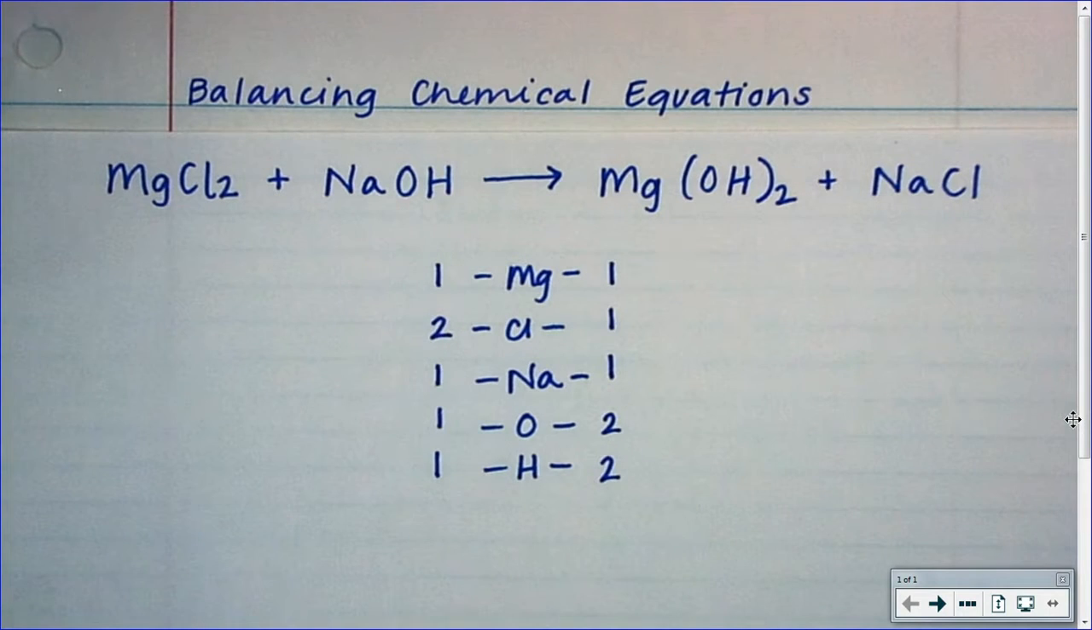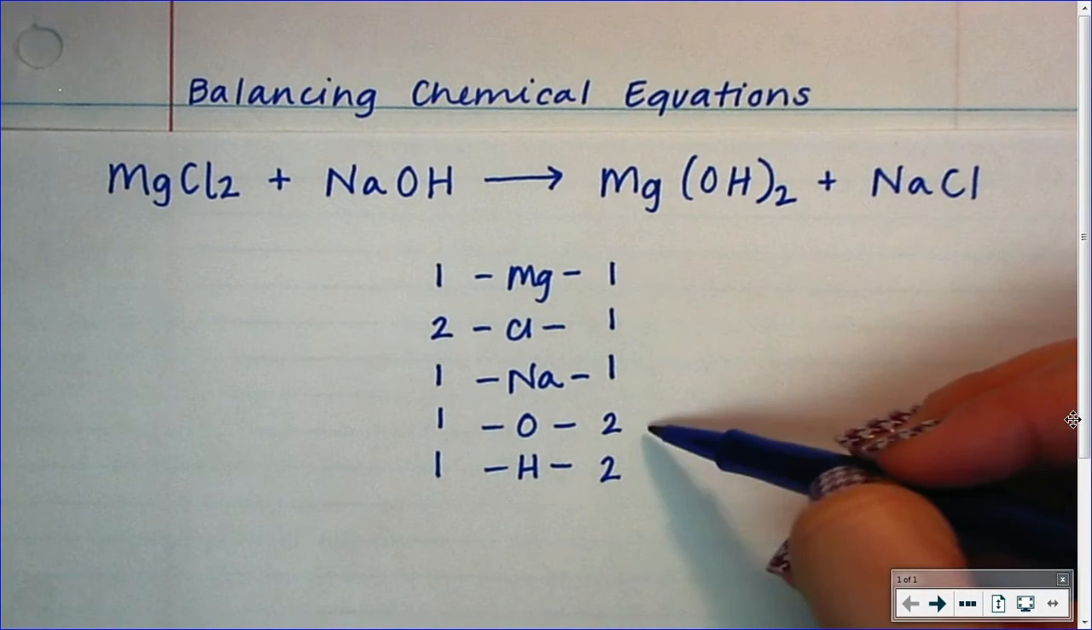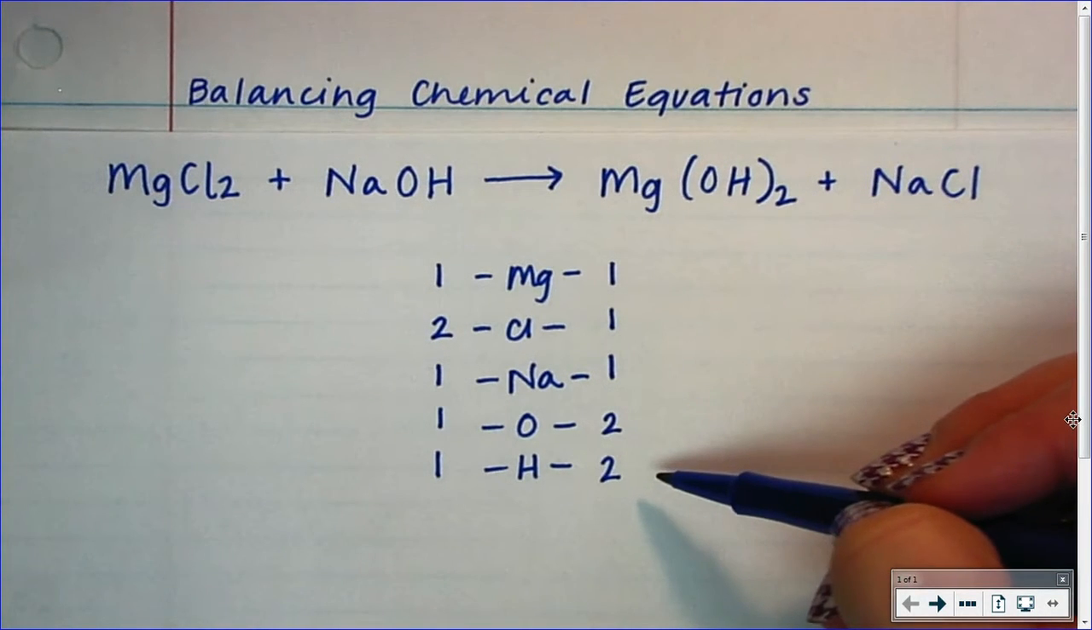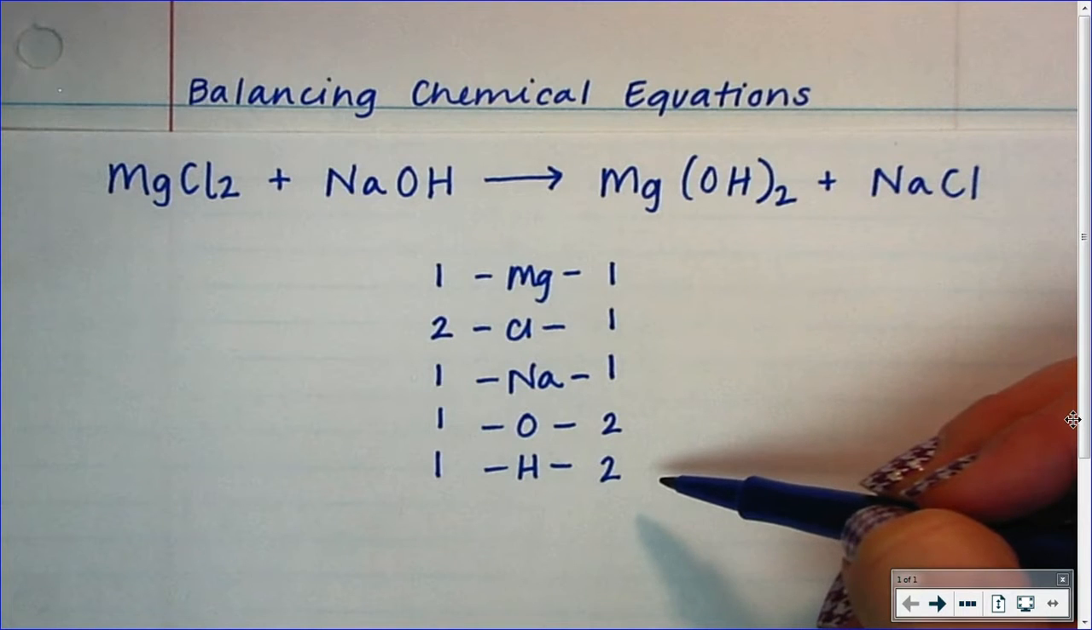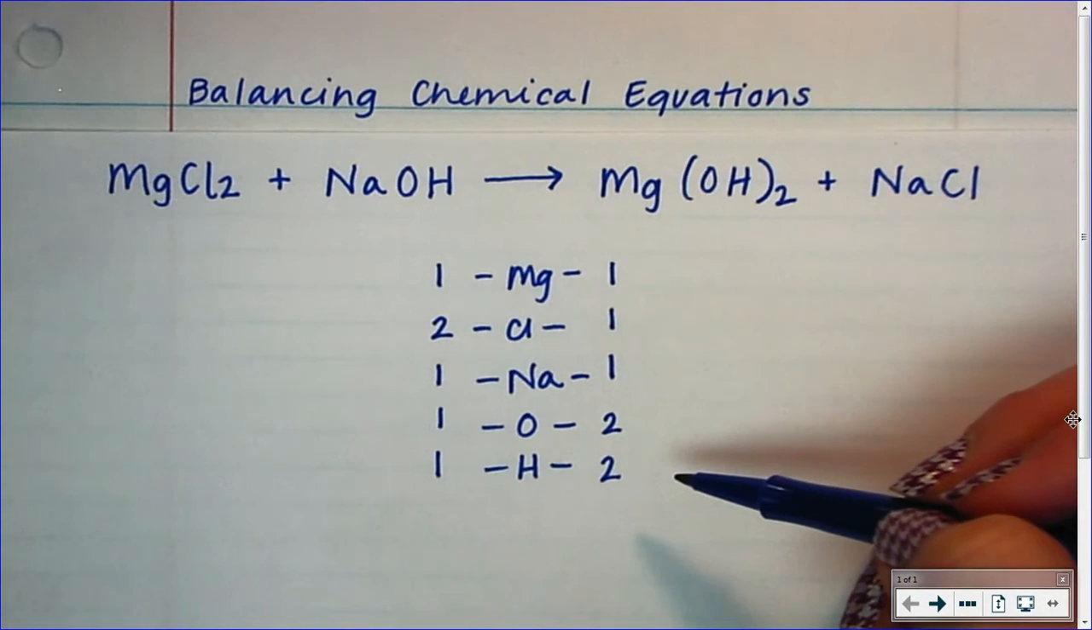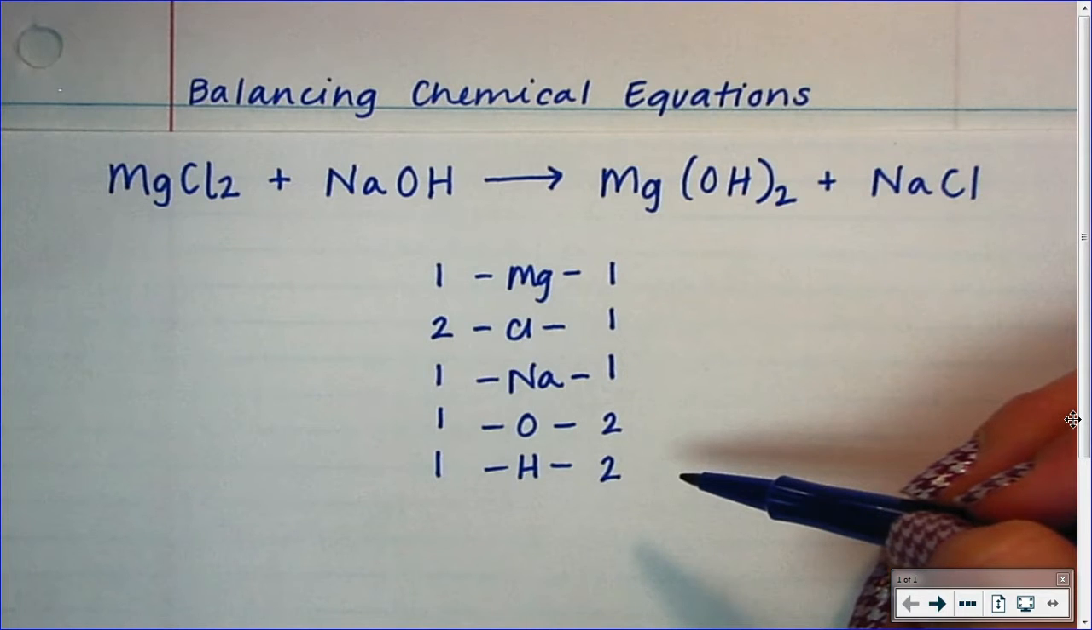Okay, so you see our list of numbers that we have, and we have 3 that are not balanced. So we have our chlorine that's not balanced, our oxygen, and our hydrogen that's not balanced. So let's see what we can do there. I'm going to start with my chlorine. You, again, can start with other things if you prefer.